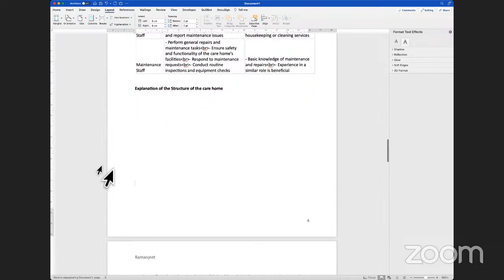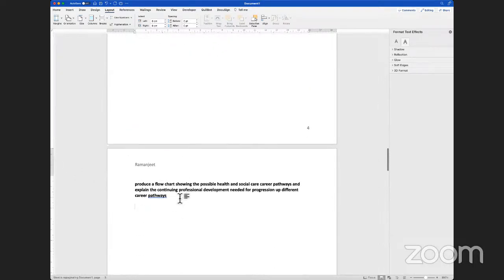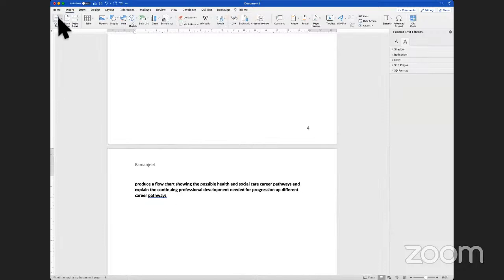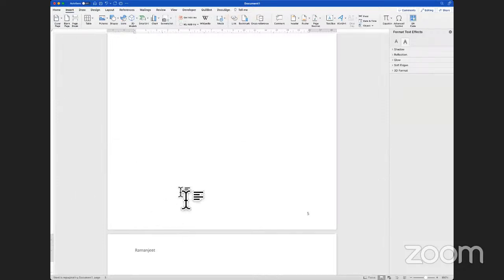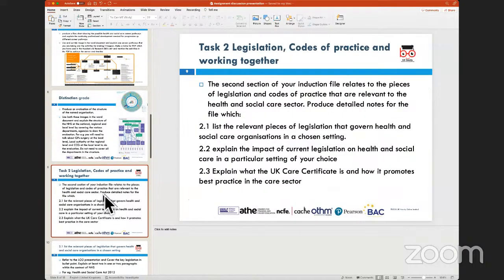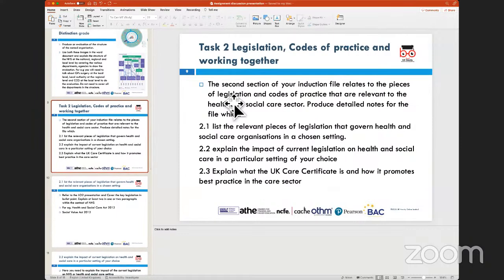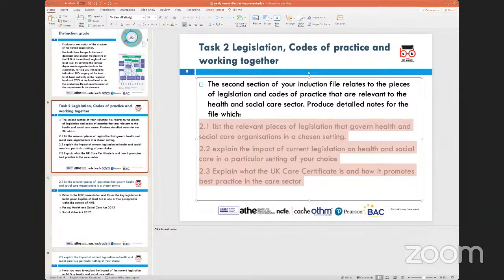And similarly, what I will do is go into completing the additional tasks of the assignment brief when I look at going through task 2. So when I go to task 2, we've got to cover now some of the relevant pieces of legislation and codes of practice. There are 3 tasks given here. I'm going to copy this onto the Word document pretty much straight away.